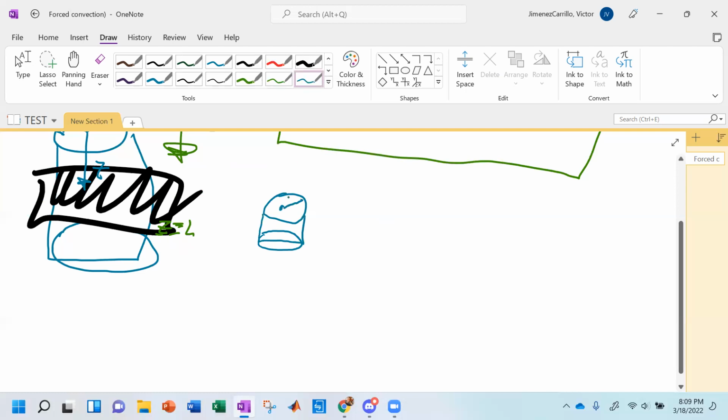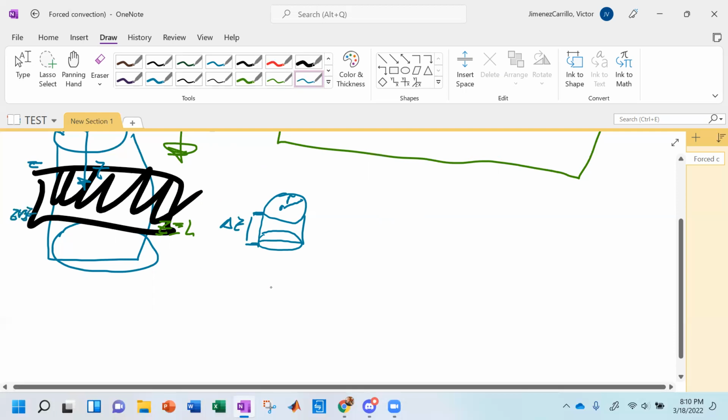So this disc has a radius r, and since we're taking the slice of it, we know that this is a distance of delta Z, because this is Z, and it is Z plus delta Z. In a similar sense, we know the difference between the middle and the outside: this would be R plus delta R. Essentially, that boils down to this being delta R.